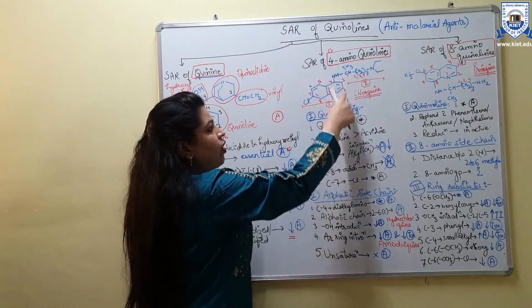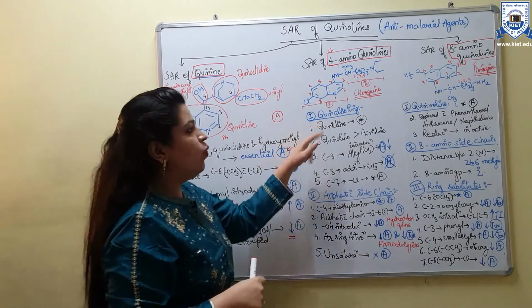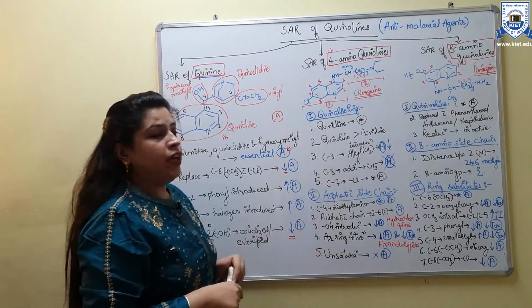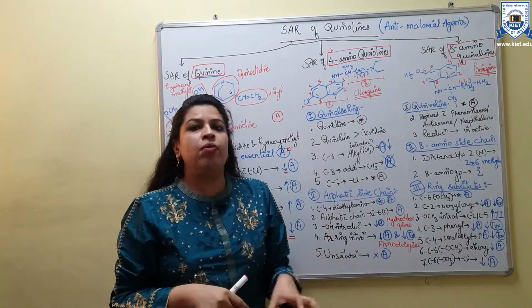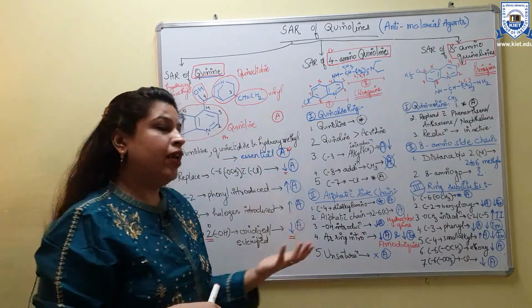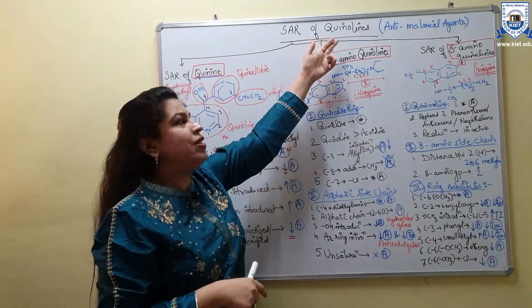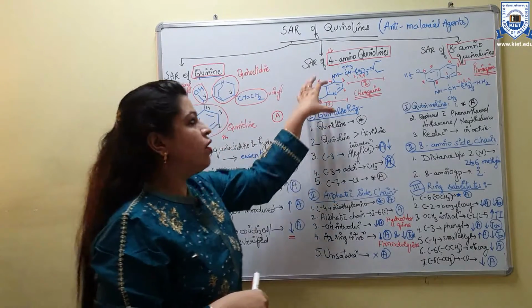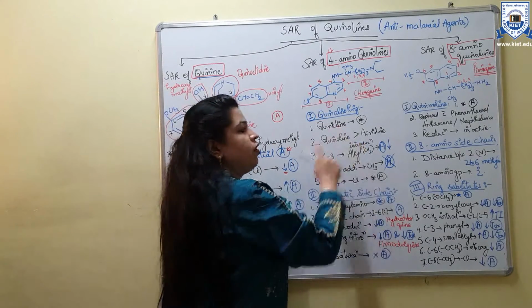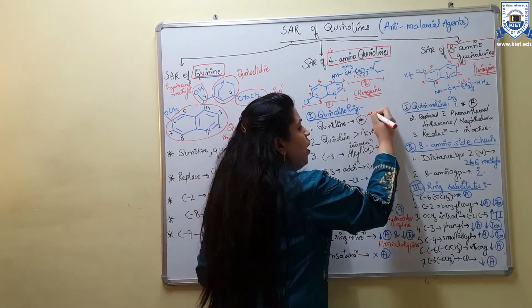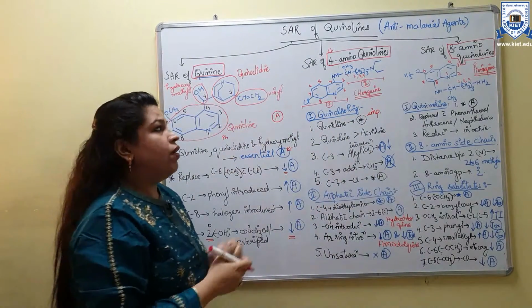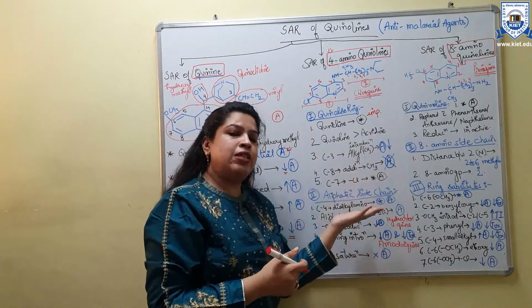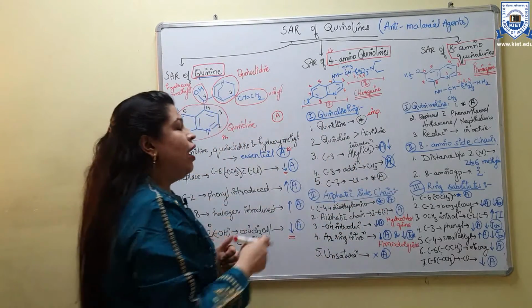So, let us see what the important points for SAR in the quinoline ring are. The quinoline ring is essential for the optimum activity of this anti-malarial category. We are already studying the quinoline category, so this ring is important and essential for the activity, which is the anti-malarial activity.